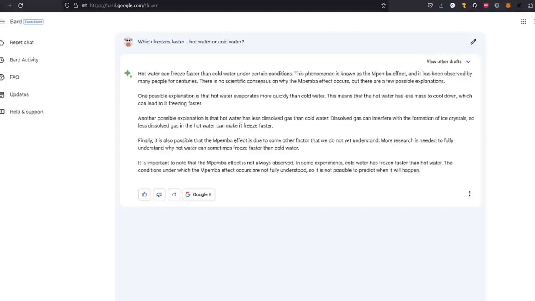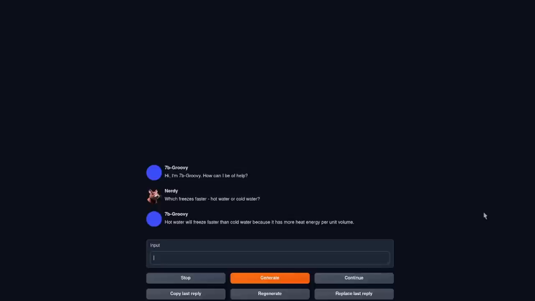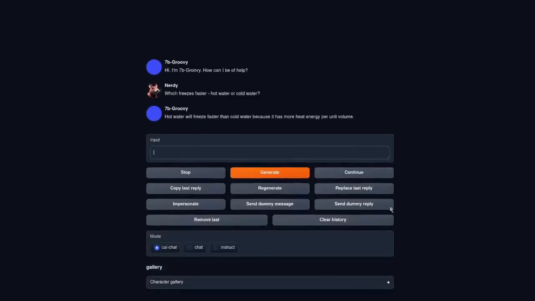I think Bard did the best there, mostly because it's quite fast. Our old friend ChatGPT is actually still going there. So I guess overall 7B Groovy did reasonably well, even though it was a very, very short answer. Oh, and just to say for the parameters on these, not using anything special at all. These are all just the defaults, and it's the standard chat mode as well.